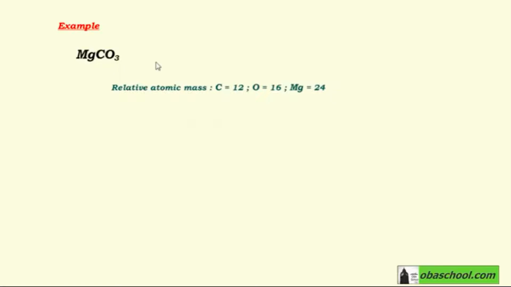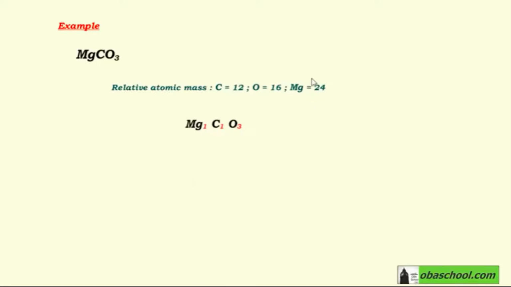As you can see here, magnesium has no number below it, so we write Mg1, one atom of magnesium. Also, carbon has no number below it, so one carbon atom. However, there's a 3 below oxygen, so 3 oxygen atoms. So to obtain the relative formula mass, we will multiply the number of each atom, which is the subscript, with the relative atomic mass of this element and add them all up together.